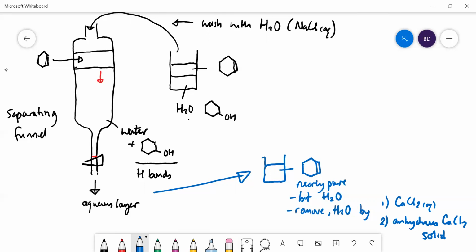Of course, what you should really do to get it even purer is distill it and collect off the liquid that boils at the right boiling point. But I don't think you need to do that last step in the required practical. Okay, so we'll leave that there.